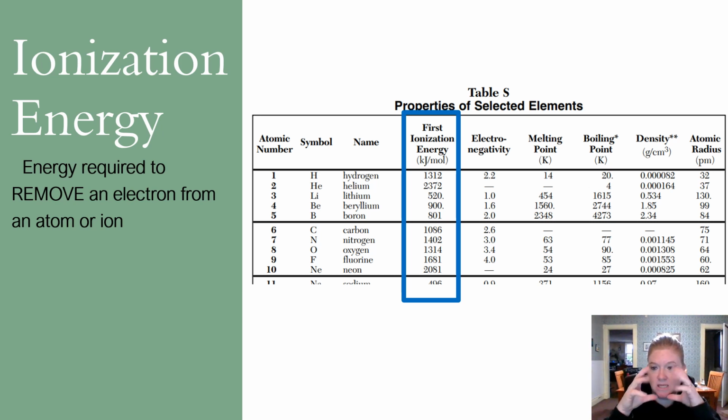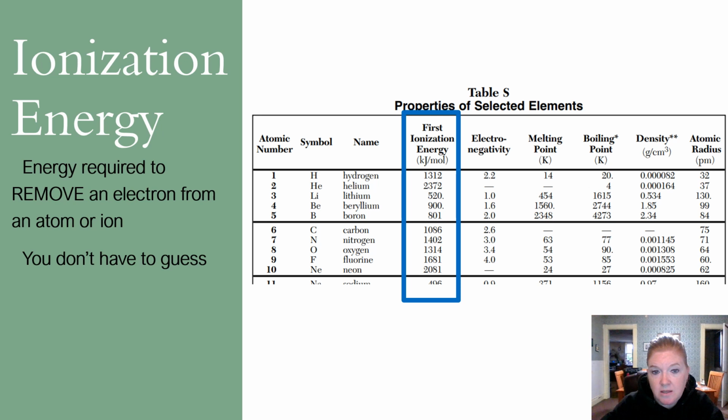So here's the atom with its electrons and the energy needed to pull one of those electrons away. And because it says first ionization energy, it's the energy required to pull away the first electron. There would be other values for second ionization energy and so on, but we are only going to focus on this one, the energy needed to pull away that first electron.